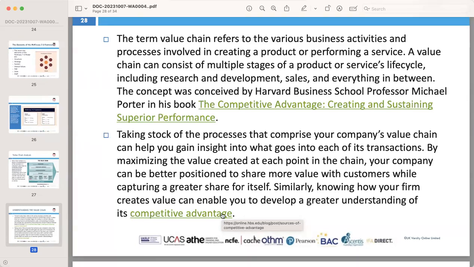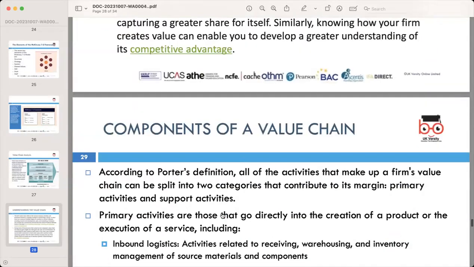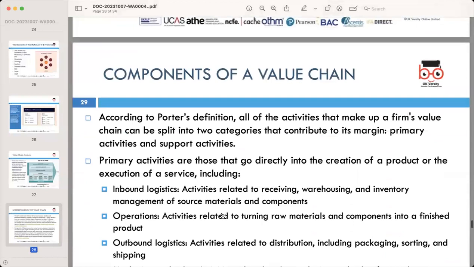So recognize that understanding your company's value chain provides insight into what goes into transactions and can help you identify your competitive advantage. Any questions so far, if anyone is there? Okay, so components of the value chain, any idea or any comments?